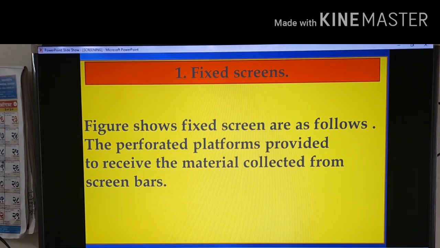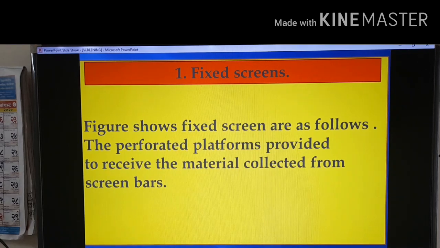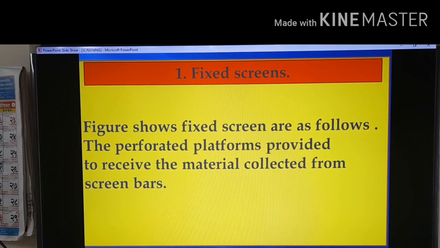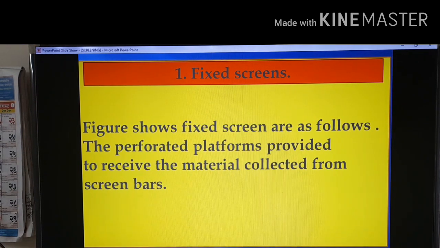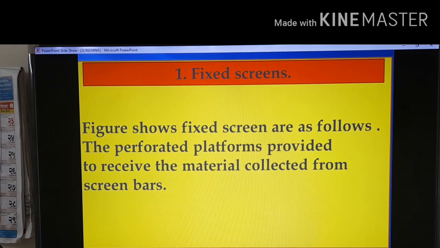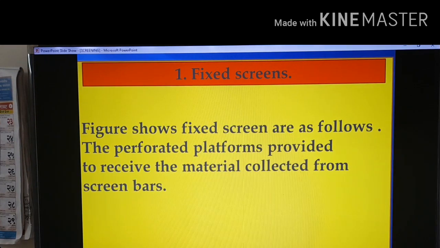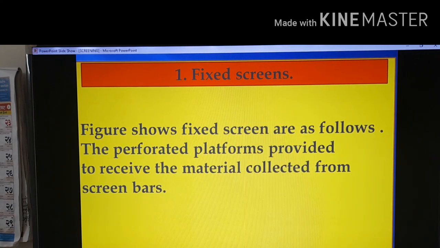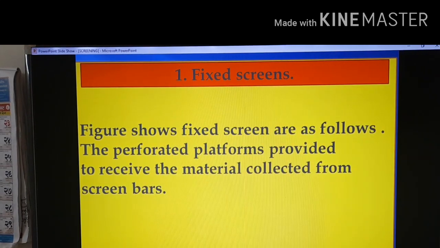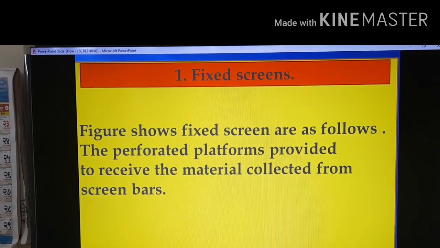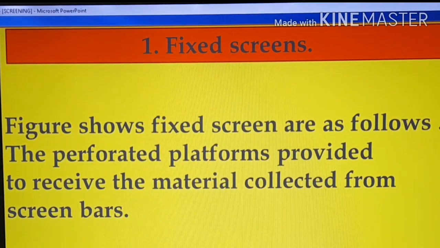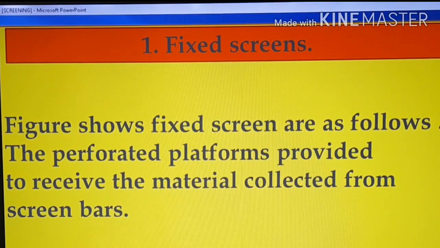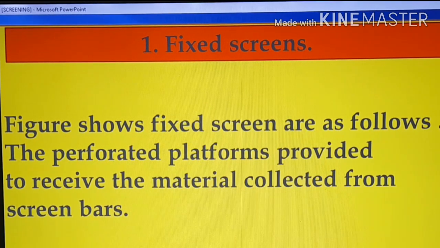First, fixed screen. The figure shows a fixed screen as follows. Perforated platforms are provided to receive the material collected from the screen bars. That means the perforated platforms are collecting the material which comes from the screen bars. Please remember.